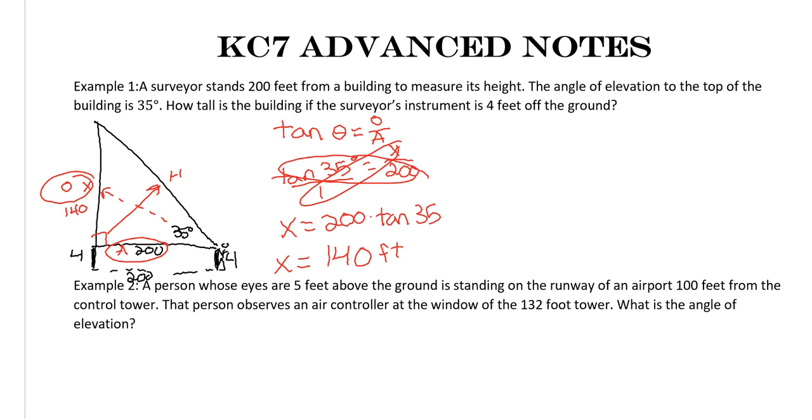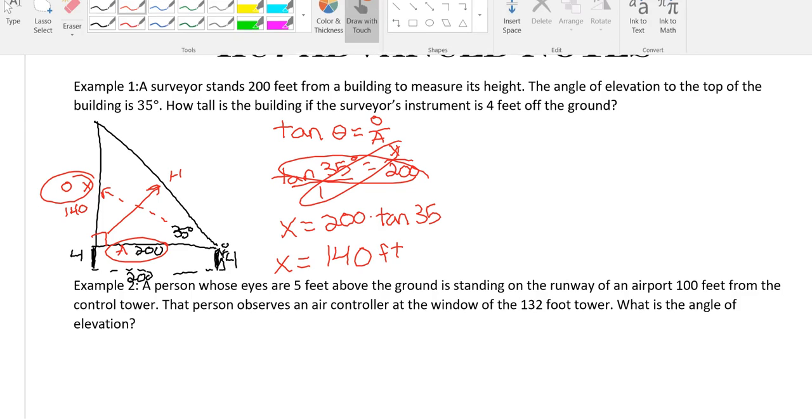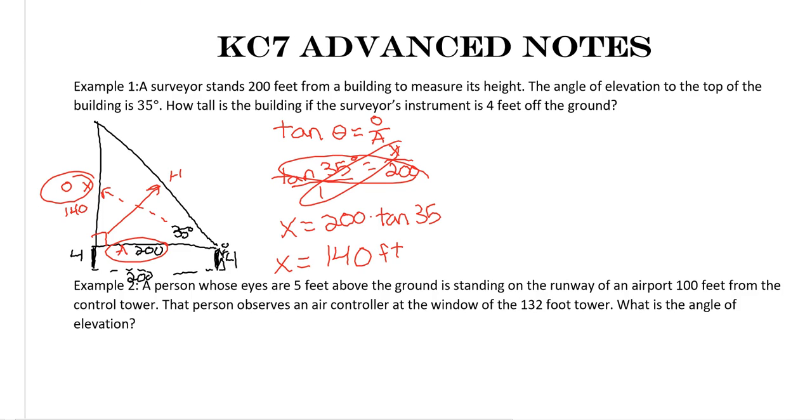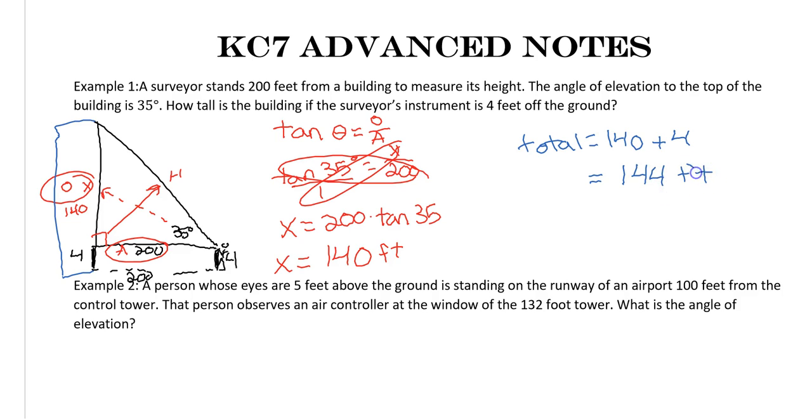But that's not the total height of the building. The building is from the ground all the way up, so just like we did before, I have to add. Total height equals the 140 feet we found plus the 4 feet my instrument is off the ground. So the total height of the building is really 144 feet.